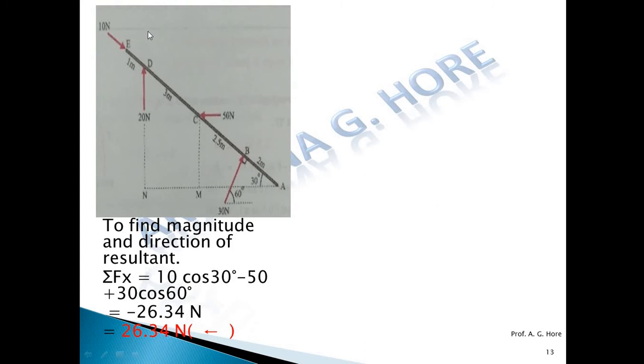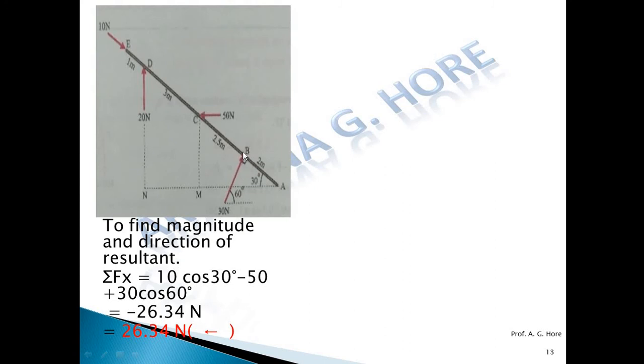So 10 cos 30. Now the second force, this 20 Newton force, is parallel to the y axis, so the x component of this force is 0. Now the third force at point C is parallel to the x axis and towards the negative side, so minus 50.